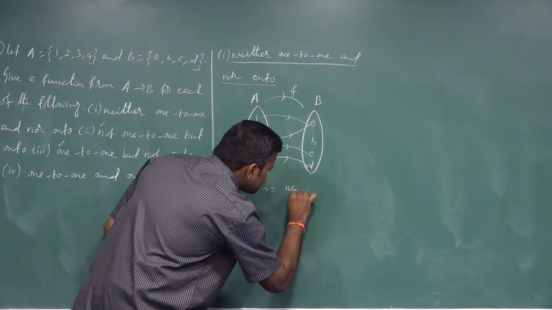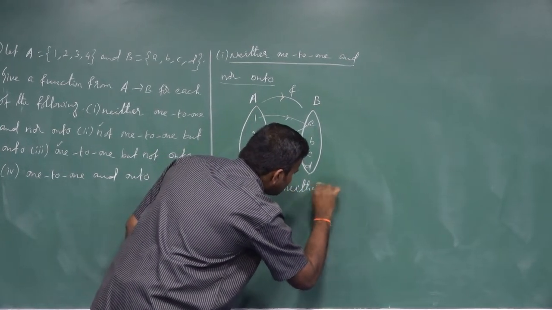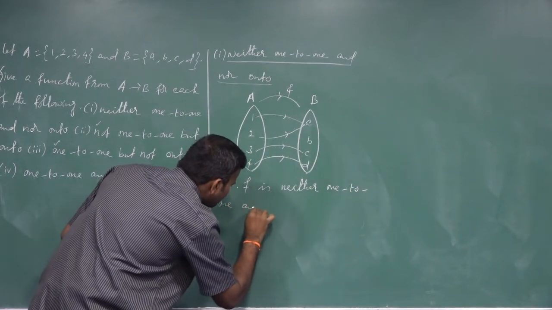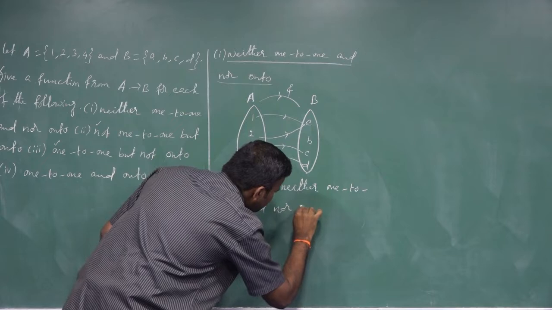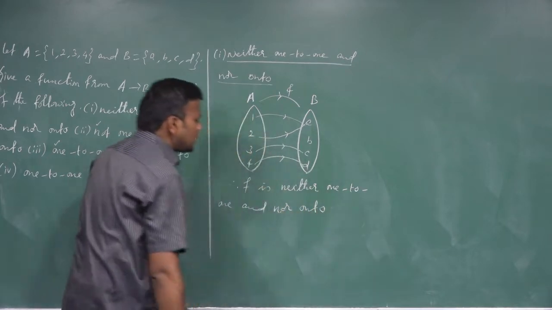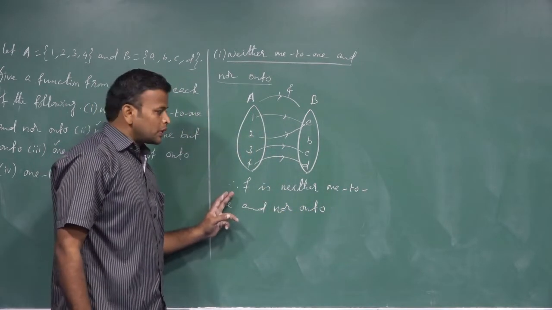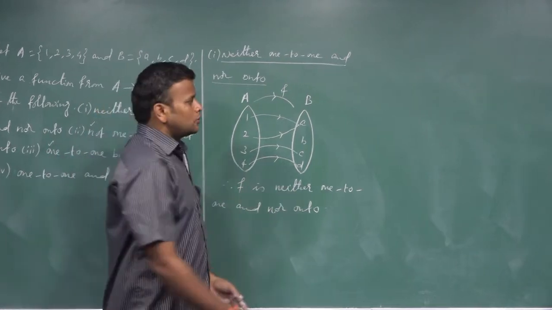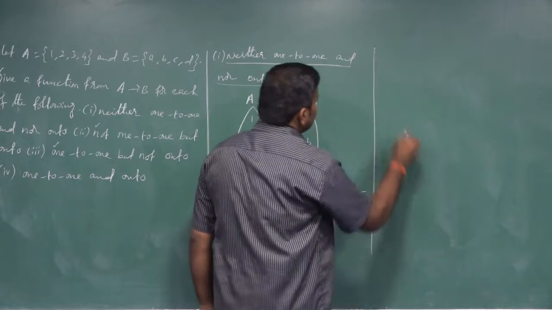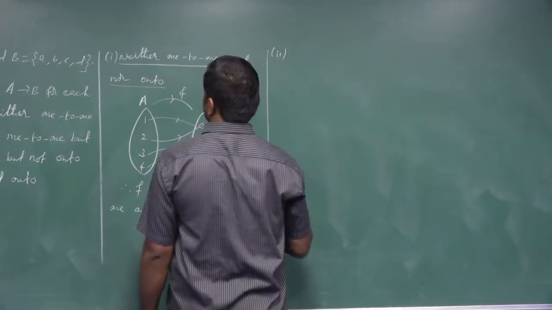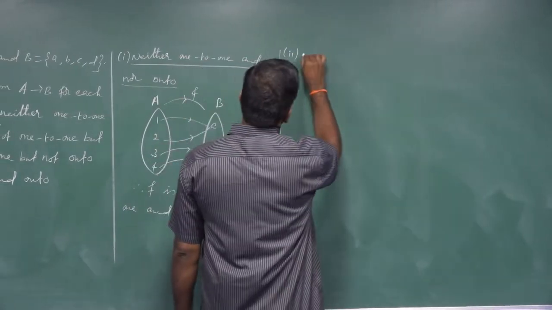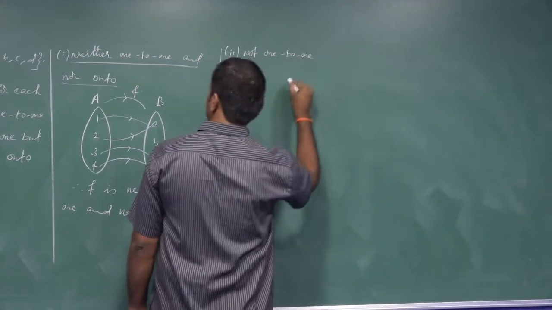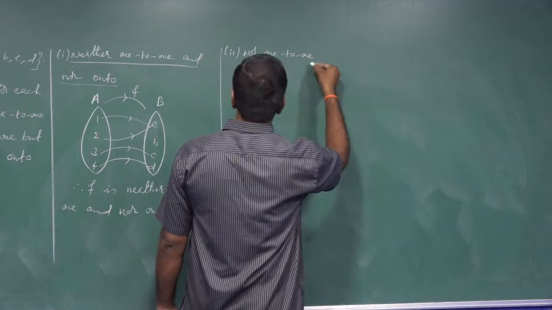So f is neither one-to-one nor onto. So we create a function. The function name is f, which is neither one-to-one and also not onto. And now the second subdivision. What is the heading of the second subdivision? Not one-to-one but onto.